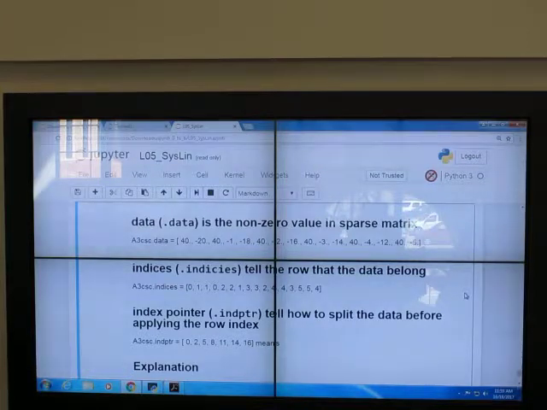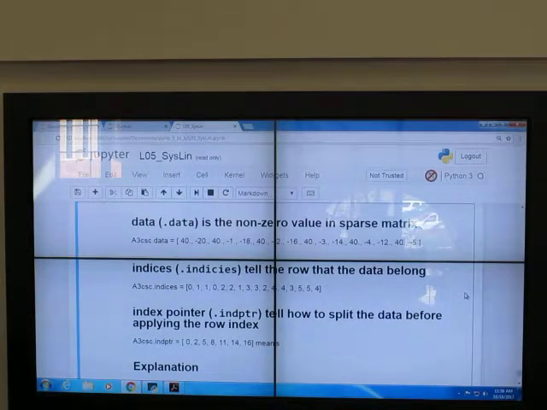Indices tell the row that the data belongs to. So I have 0, 1, 1, 0, 2. So 40 belongs to row 0. Minus 20 belongs to row 1. Another 40 belongs to row 1. Minus 1 belongs to row 0. Minus 18 belongs to row 2. 40 belongs to row 2. And so on. Good.